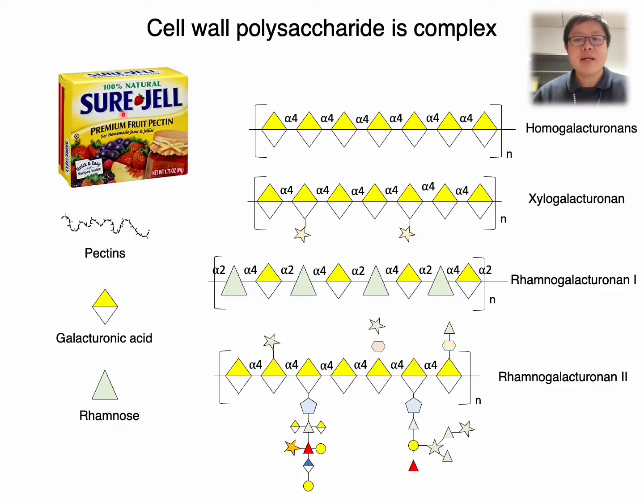Take pectin for example, which is routinely used as an additive in food to create a gel-like structure. The pectin polysaccharide is a polymer that is constructed using various monosaccharides, such as galacturonic acid, rhamnose, or arabinose. More importantly, there are a lot of modifications on the side chain, which make the understanding of the structure even more difficult.